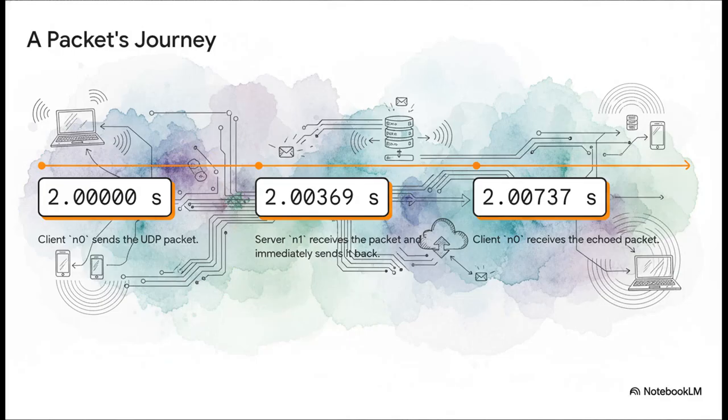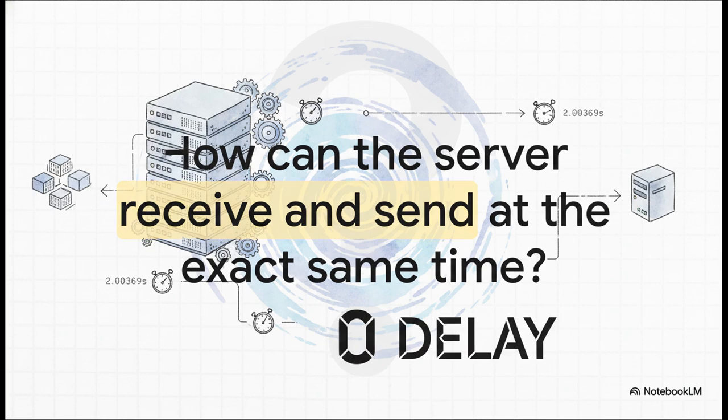So what happened? Let's trace the packet's journey. At exactly 2 seconds, our client sends the packet out. It travels across our link, arrives at the server, which then echoes it back, and it arrives back at the client just a few milliseconds later. But wait a second. Look closely at that second line. The server receives the packet and sends it back at the exact same timestamp, 2.00369 seconds. In the real world, that's completely impossible. There's always some processing delay.